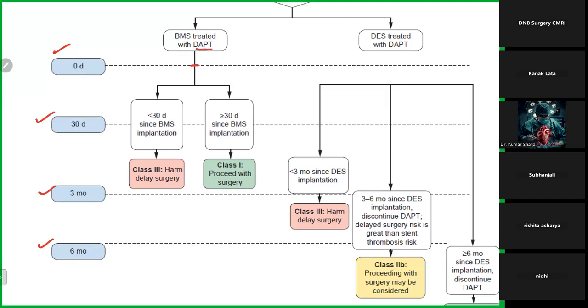It is highly unlikely that the patient will go for an elective surgery on day 0 after the placement of a bare metal stent. At 30 days, if it is less than 30 days since the bare metal stent implantation, the recommendation is a class 3. There is a high risk of harm. You should consider delaying the surgery since it is an elective case. At more than or equal to 30 days since bare metal stent implantation, a class 1 indication is you can proceed with the surgery.